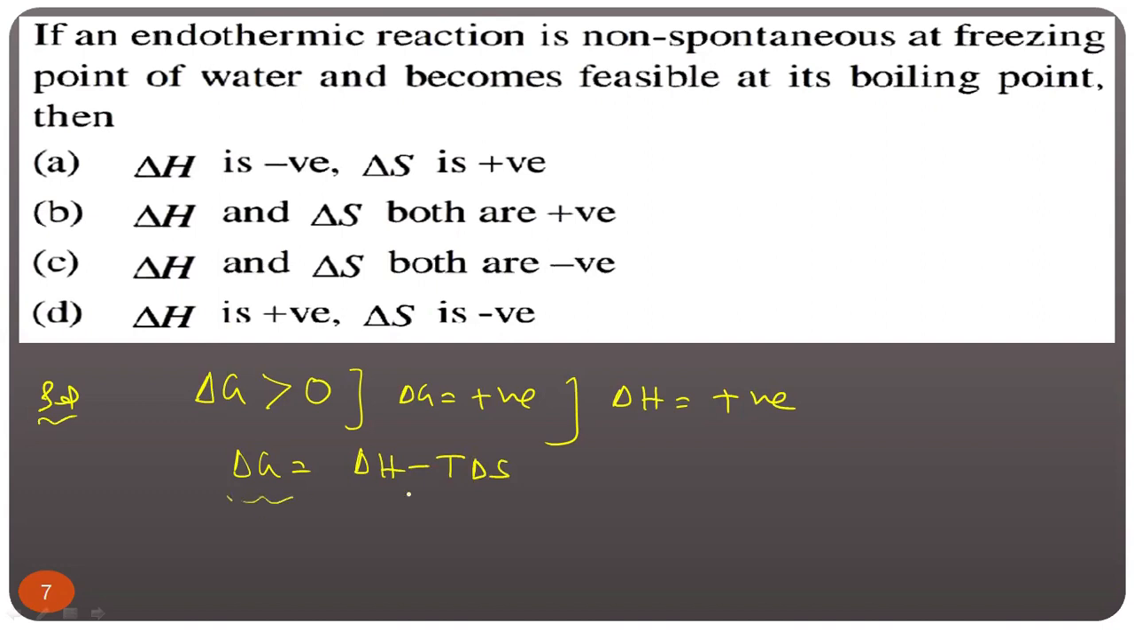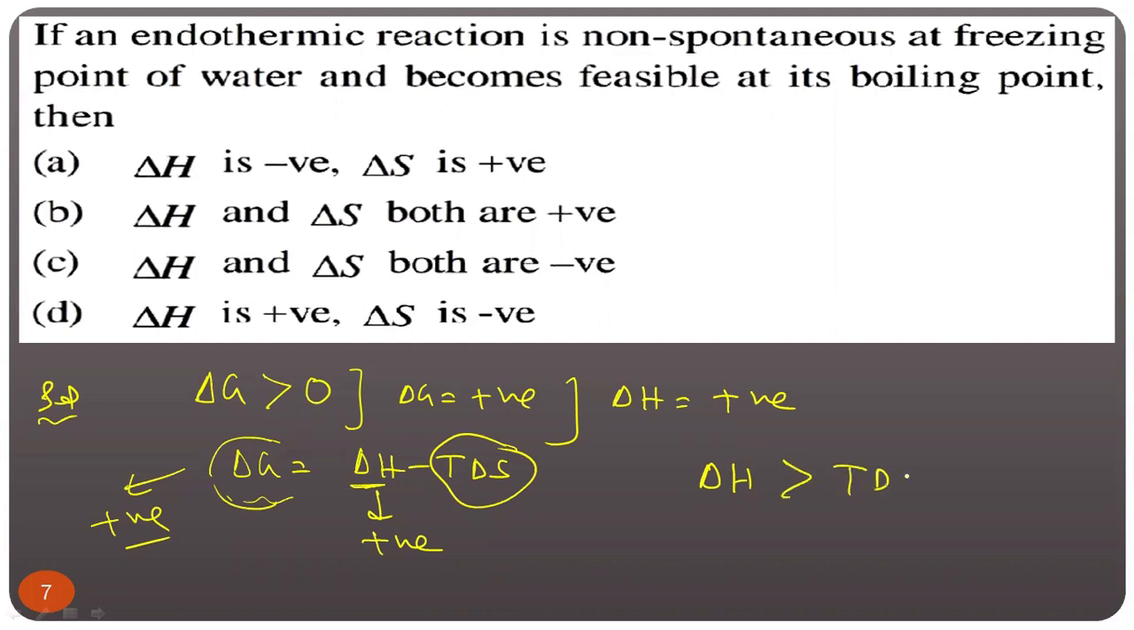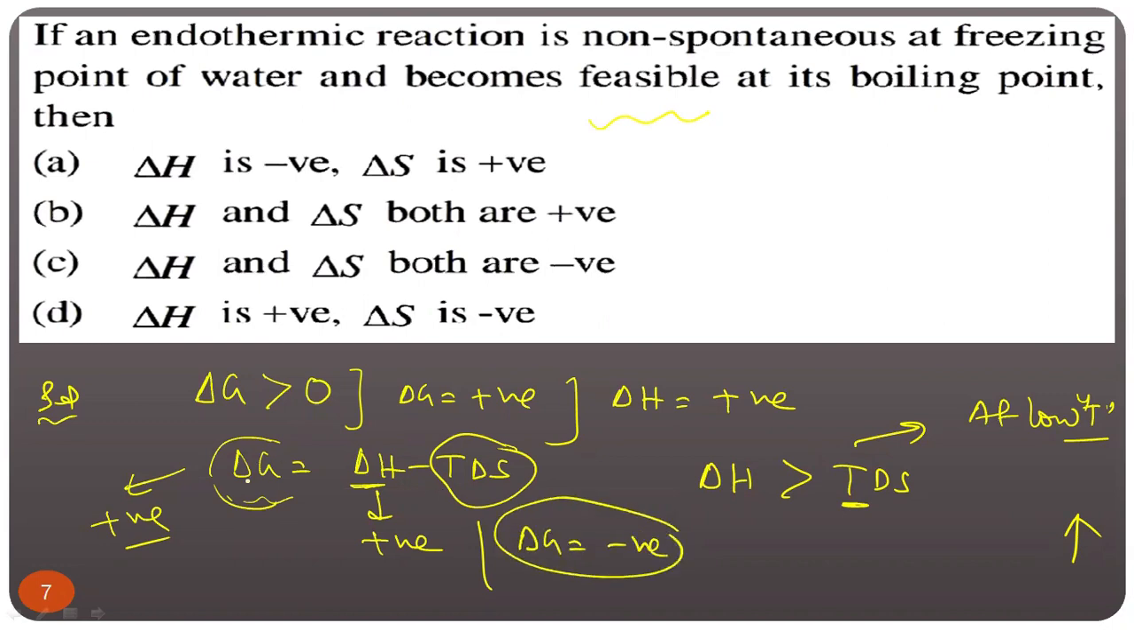And if delta H here is positive, to make delta G positive, what should be the relation? This value definitely should be less than this value. That means to say delta H is greater than T delta S, at low temperature. Now because freezing point, but when the temperature increases, means boiling case, what happened? Temperature increases, that means the reaction becomes feasible. Now the second case, if the reaction becomes feasible, means delta H becomes negative, and we know the formula delta G is equal to delta H minus T delta S.